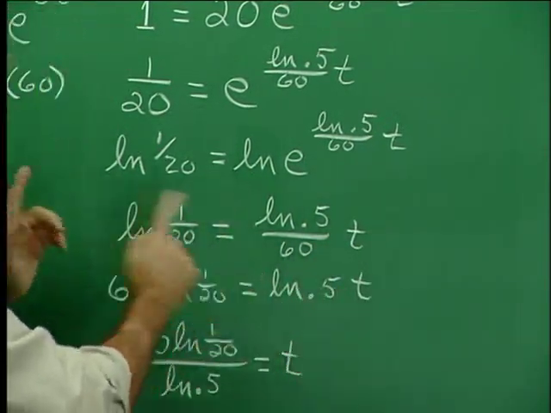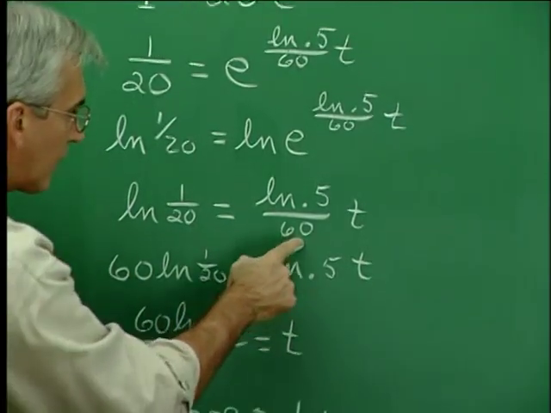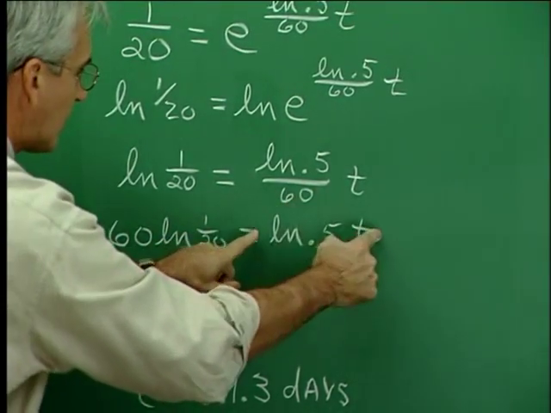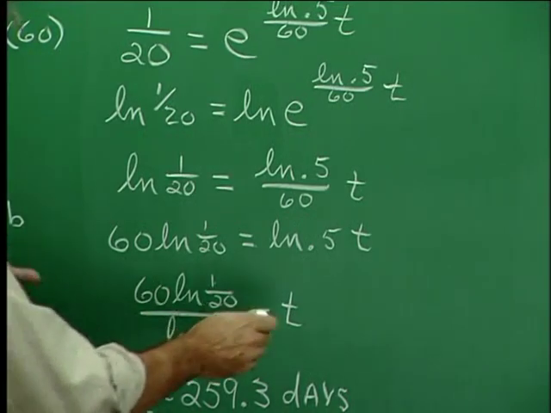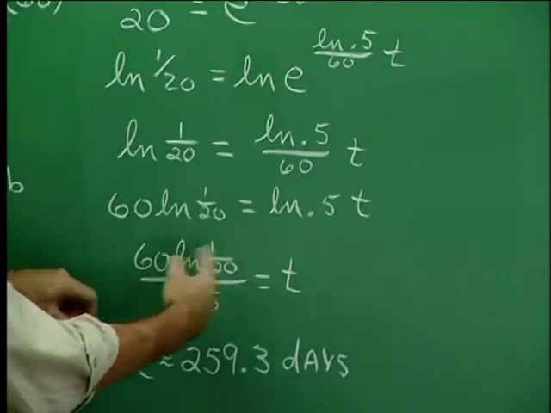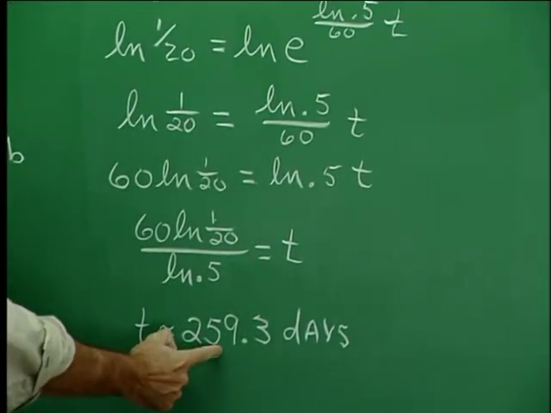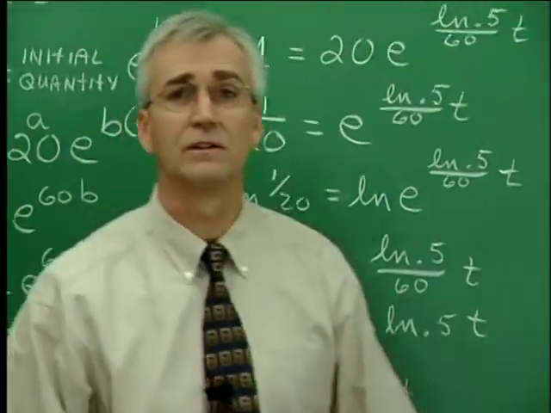One way to do it is in 2 steps. We could use a 1-step method, but the 2-step method is to clear the fraction first, multiply on both sides by 60, and the fraction clears here, and we have 60 as a coefficient over on the left. And then we would divide by ln 0.5 on both sides, and then evaluating using the calculator, we would find the time to be approximately 259.3 days to have 1 gram of that material left.